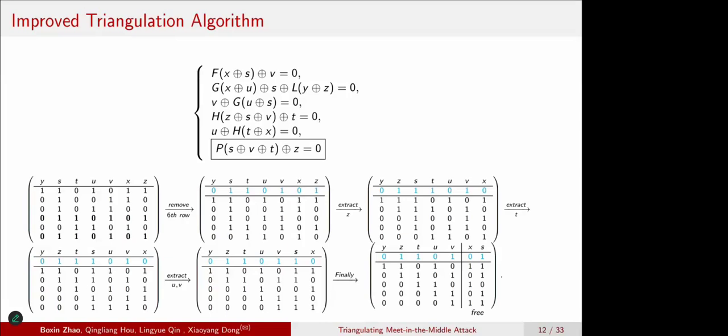The fourth and sixth rows in the first matrix, which are highlighted in bold, label one of them as processed and remove it from the equation system. That is, move this equation to the top of the second matrix and highlight it in cyan. Continue to process the remaining four unprocessed equations to extract dependent variables z, t, u, v sequentially, and get two free variables x and s.